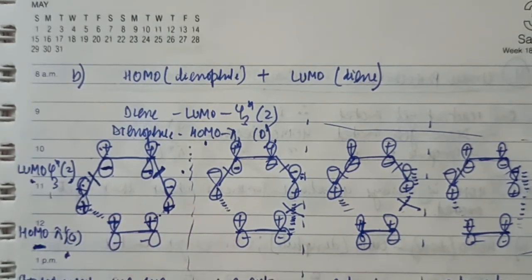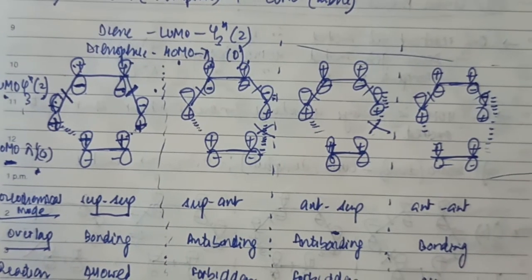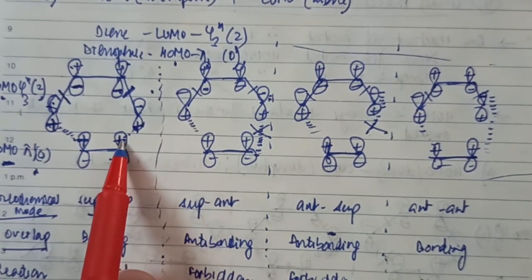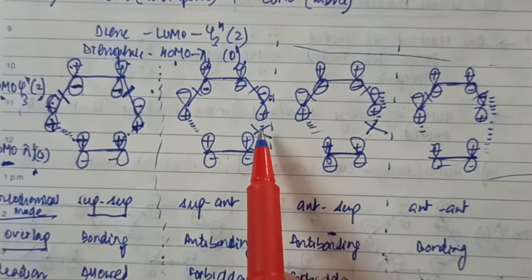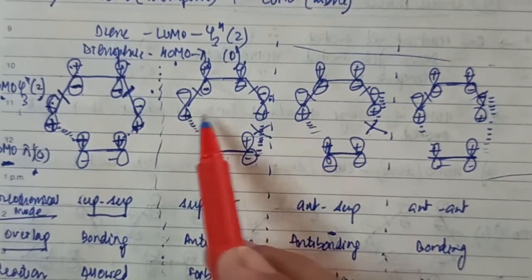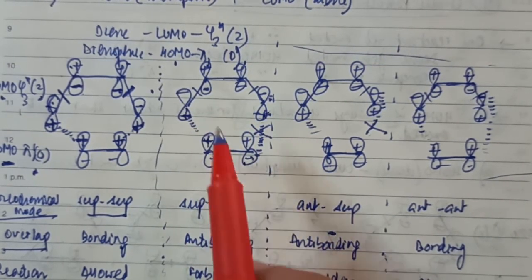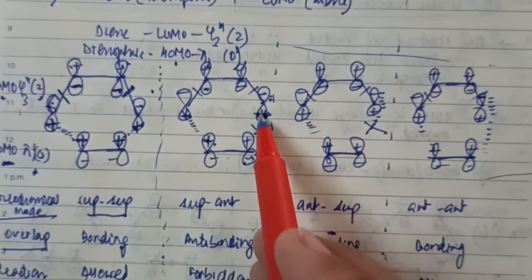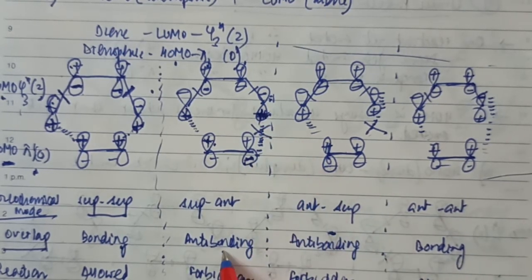Let's consider the supra-supra interaction now. Once we consider the supra-supra interaction, positive overlaps with positive, a bonding overlap, reaction is allowed. Let's consider the supra and antara. Supra on this component, positive interacts with positive, and antara on this component means opposite lobes will add. So positive interacts with negative, and since positive is interacting with negative, there is an anti-bonding overlap, hence the process is forbidden.